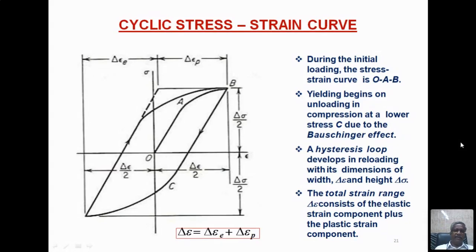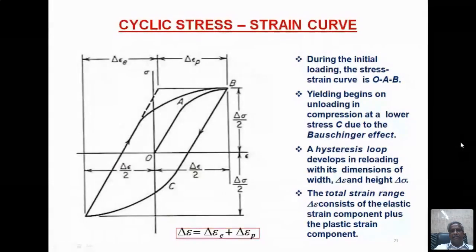After reaching this x-axis, again I am stressing it, now in the reverse direction. Reverse means compressive load. I am applying the compressive load. From B, it reaches the x-axis, and from the x-axis it is coming down to C. C means that's the yield, the deformation taking place in the compressive mode. So it starts here and reaches a point here, the end point.